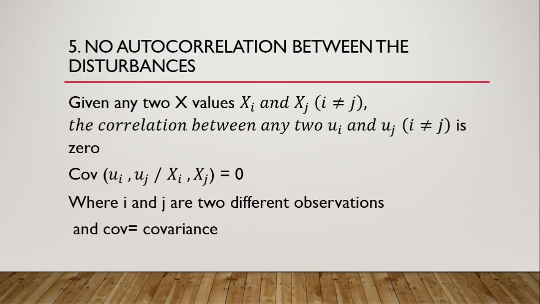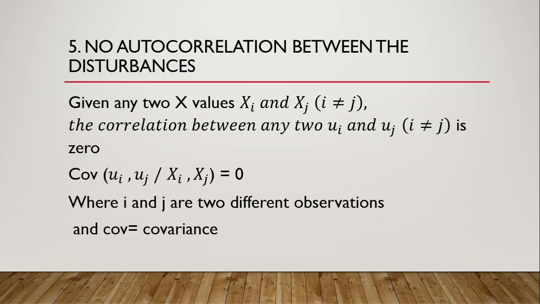The model also assumes that there is no autocorrelation between the disturbance terms. There is no autocorrelation between the stochastic disturbance terms. Given any two values of xi and xj where i is not equal to j, the correlation between any two ui and uj where i is not equal to j is 0. That is, the covariance of ui and uj for given values of xi and xj is equal to 0. That means two values of the disturbance terms are not correlated.